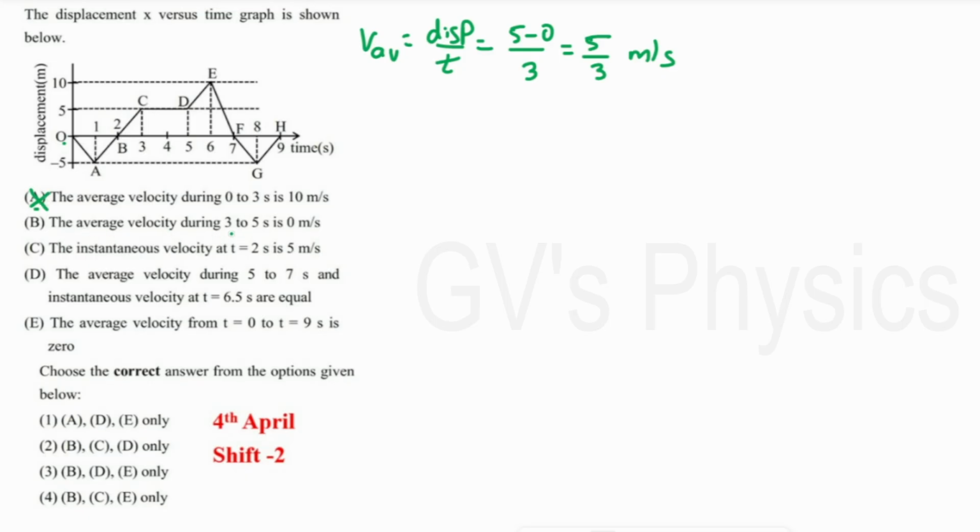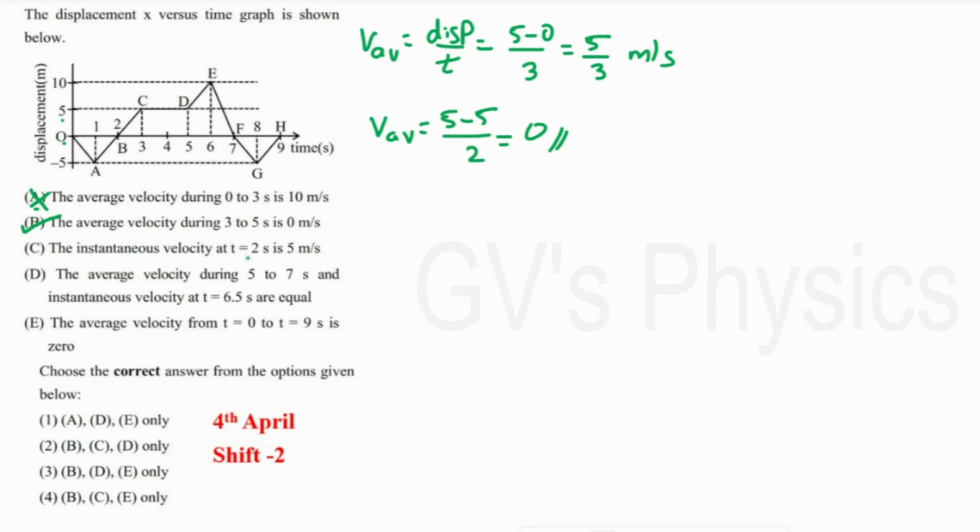Average velocity during 3 to 5 seconds is 0 meter per second. So again we'll check for 3 to 5 seconds. At 3 second the position is 5 and at 5 second also the position is 5 only. So the displacement is 5 minus 5 and time period is 3 to 5, this is 2. So 5 minus 5, that goes to 0. So it's 0 meter per second. So B is correct. And then we'll check for C.